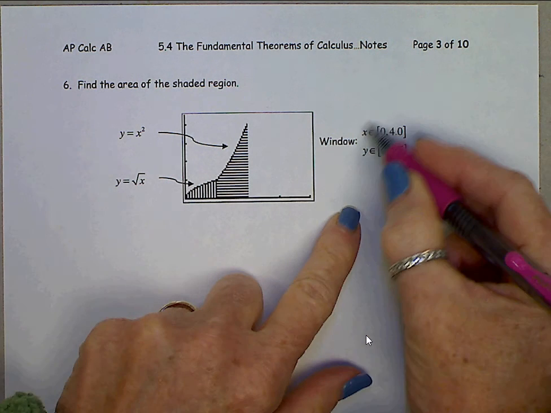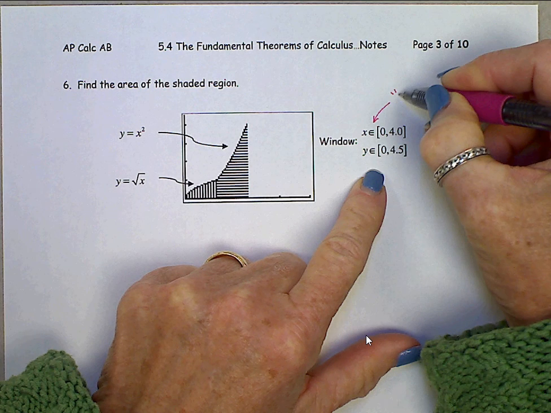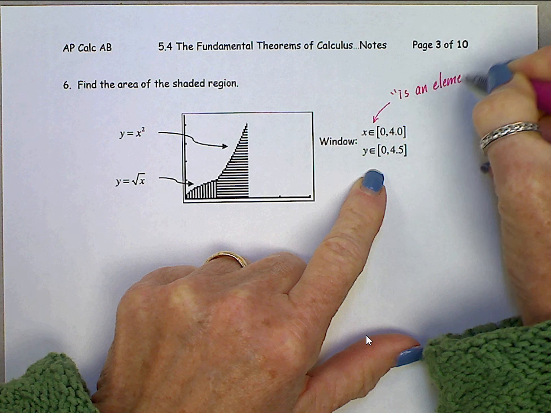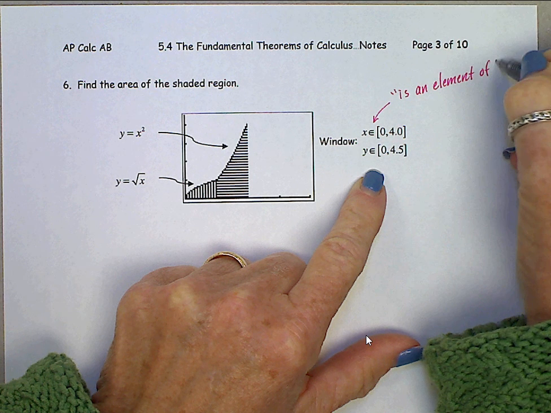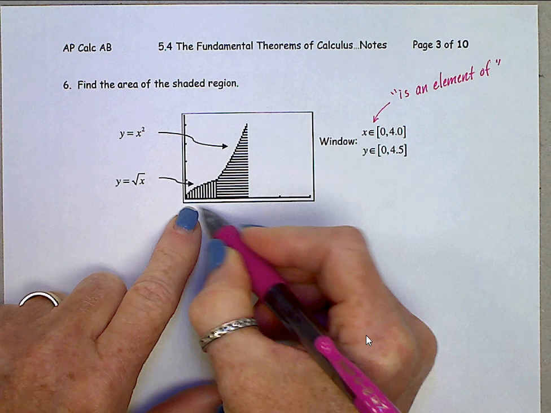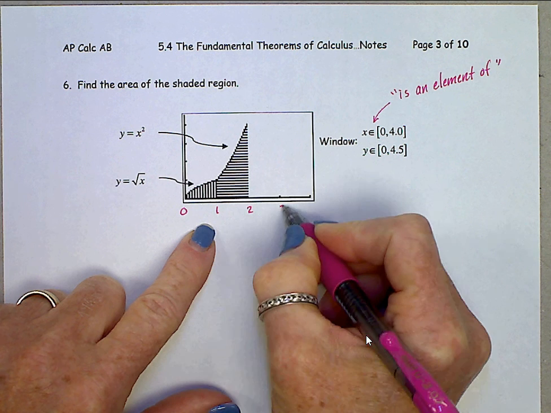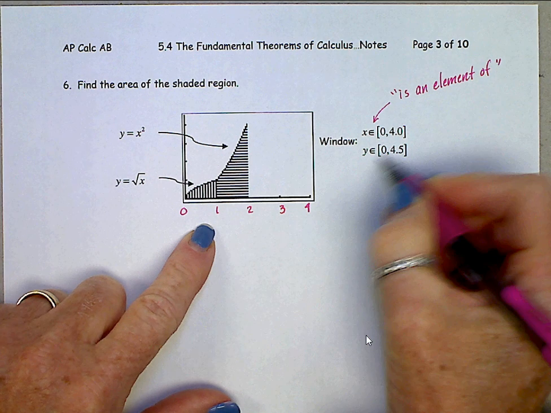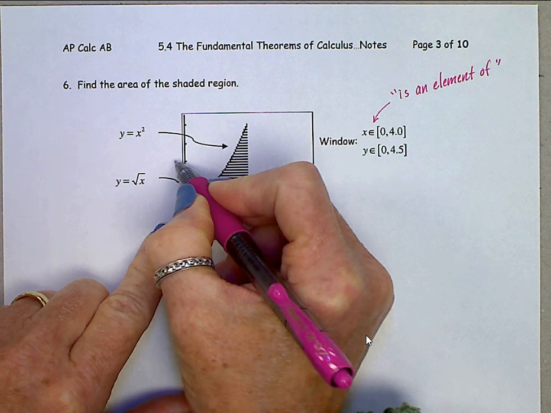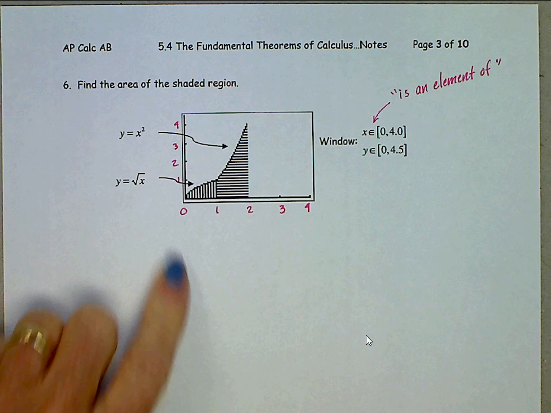Over here we see the size of the window, and you remember this little symbol right here means "is an element of." So x is an element of the set from 0 to 4, which gives us the size here. Here's 0, 1, 2, 3, 4. Y is between 0 and 4.5. So 1, 2, 3, 4, and then this little extra bit here, clearly the half.